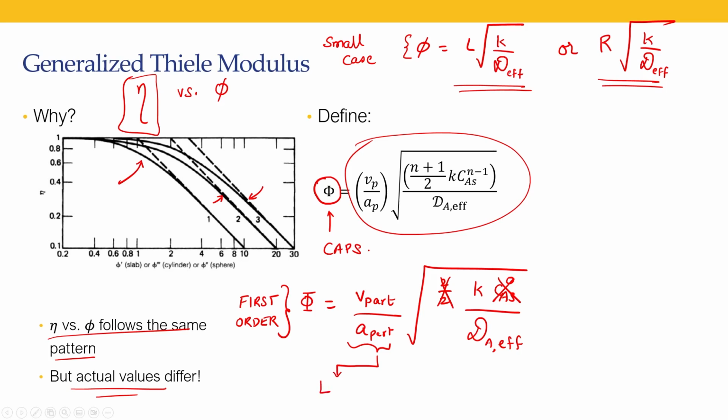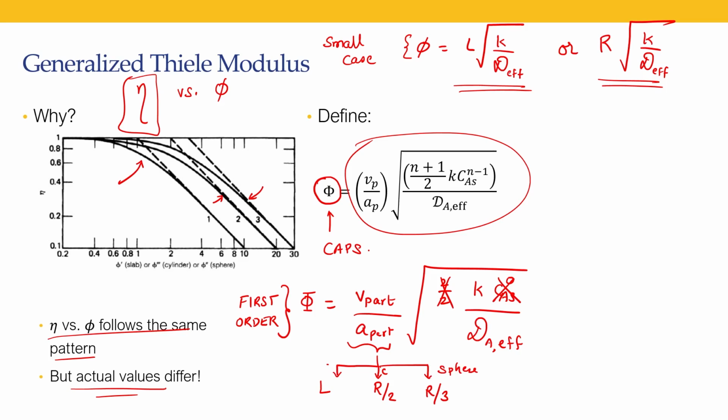Okay, L multiplied by the surface area is volume, so volume by area is L. L is the thickness of the slab. For a cylinder, what is it? It is pi r square L divided by 2 pi r L. So for a cylinder, it is r by 2, and for a sphere, it is r by 3.